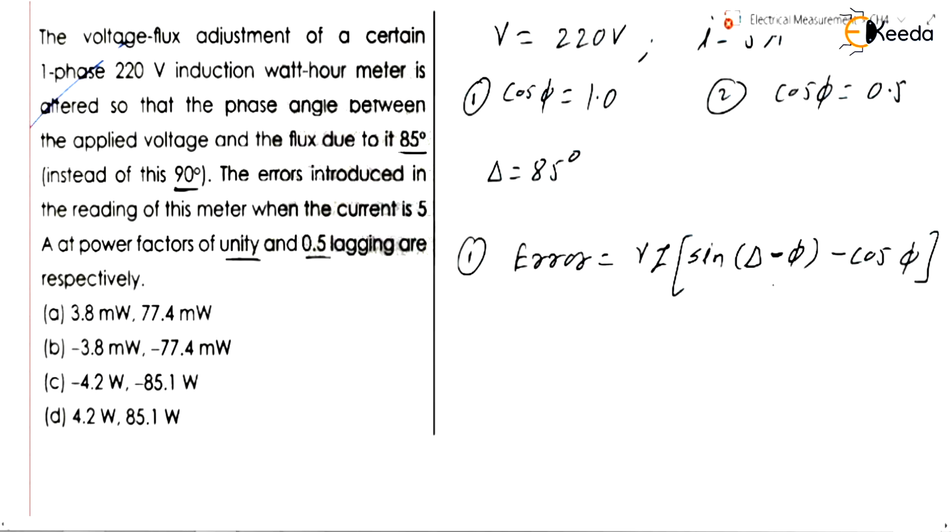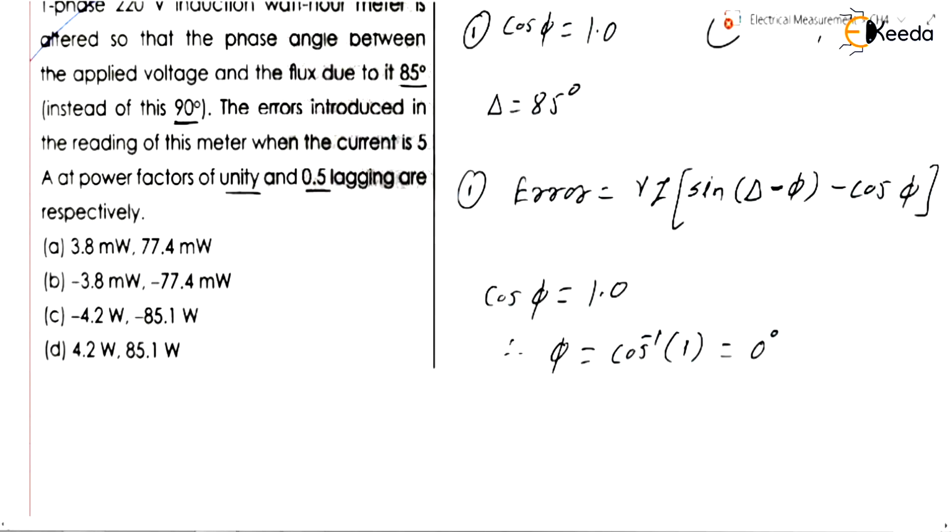Simply we need to put here delta, phi, V and I, and you will get the answer. For the first case, cos phi is equal to 1.0, so phi is equal to cos inverse of 1, which is nothing but 0 degree. So we can find directly the error is equal to V into I.